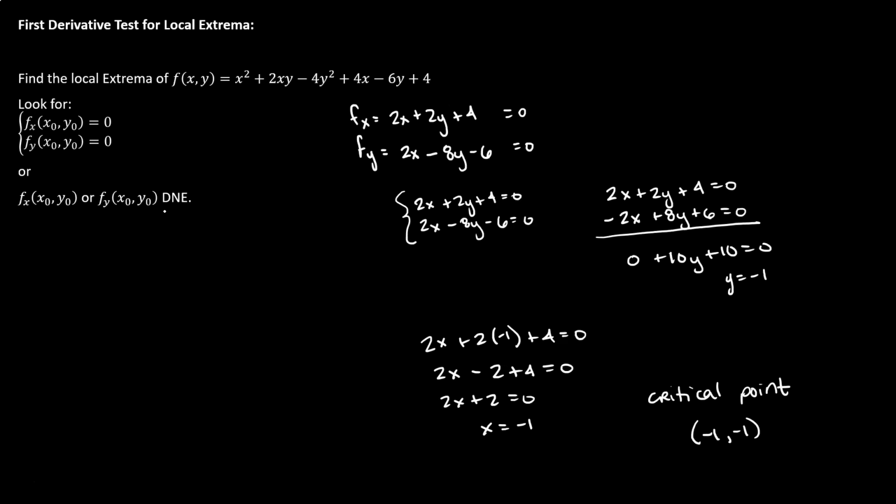Just for good measure, let's talk for a second about whether or not either of these partial derivatives could not exist. Looking at each one of these, they're actually just polynomials, and there's nothing in the domain that would cause these partial derivatives to not exist. So we only have the single critical point at x equals -1, y equals -1.